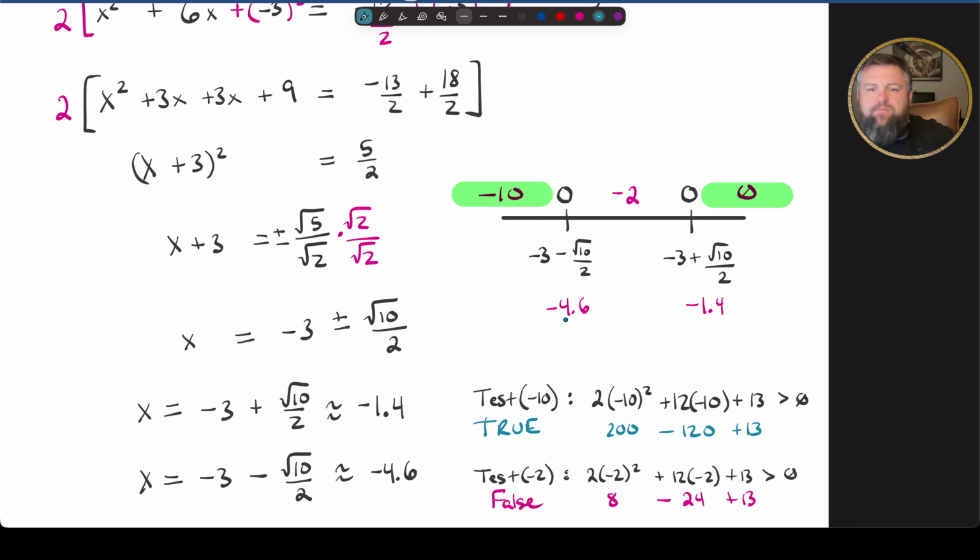And then the final step, we're going to write the inequality. It is going to be x is, let's do interval notation this time. So we're going to go from -infinity to -3 minus square root 10 over 2, parentheses, or -3 plus square root 10 over 2 to positive infinity.